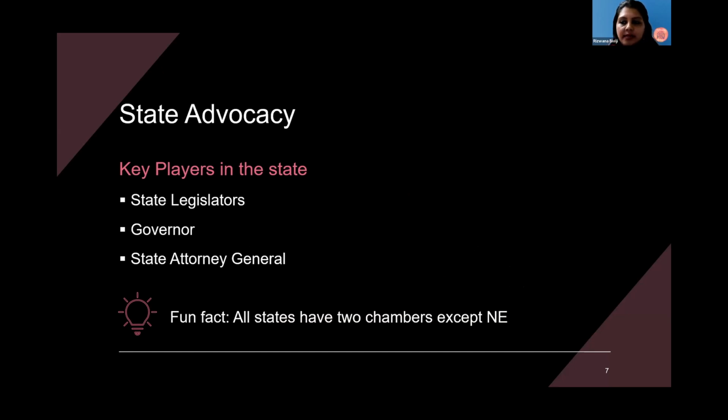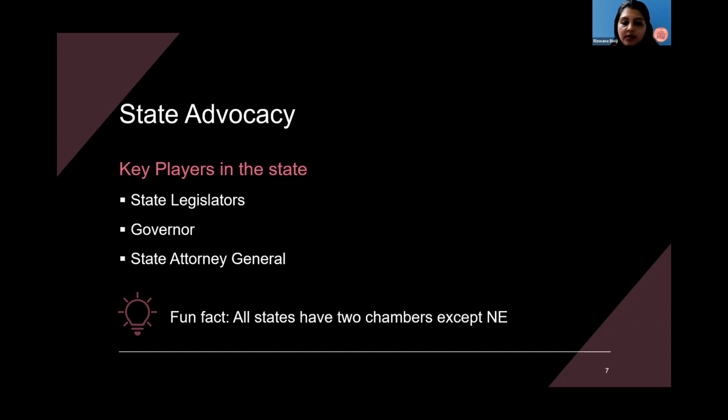And looking at the key players in the state, you have your state legislators, who are your elected officials, and they serve in state legislatures for a fixed period of time. Their roles and responsibilities and the term duration vary from state to state. And essentially, they are mini Congress. So they are responsible for introducing and passing laws at the state level.